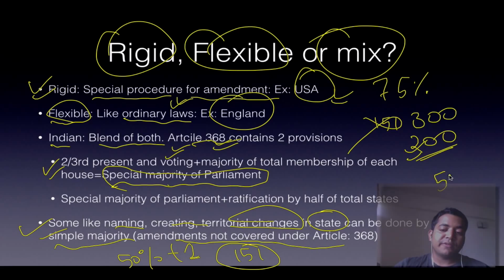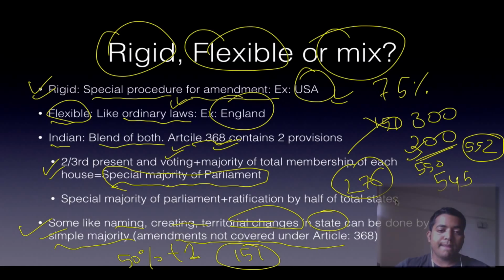So if 545 members are there, assuming it can be up to 552. Okay. So if there are 550 members, at least 276 should also vote in favor. Is that understood? This is what I mean by special majority of the parliament. So both these conditions should be fulfilled. So this is one type of amendment.